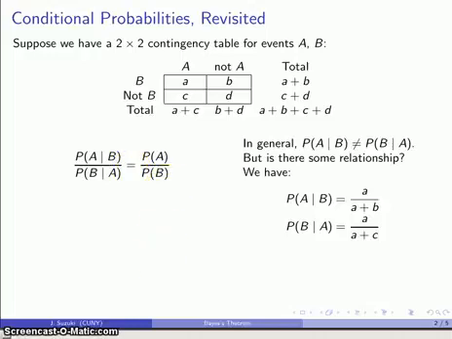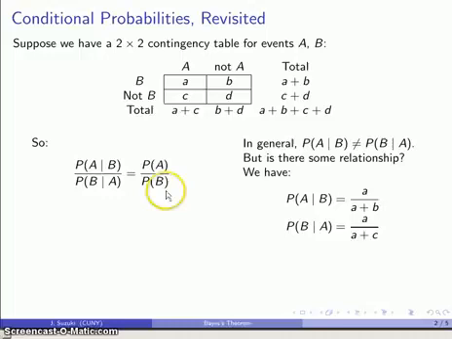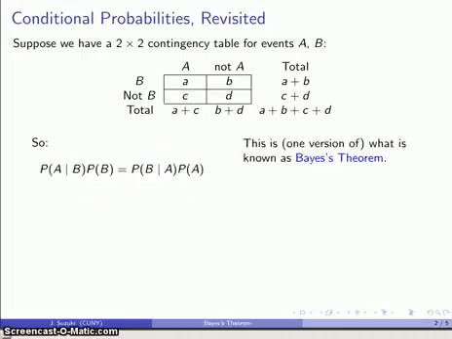Well, nobody really likes dealing with fractions, so I'll go ahead and cross-multiply to eliminate them. So that's probability of A given B times probability of B equals probability of A times the probability of B given A, and I have a version of what is known as Bayes' theorem. And this is a very beautiful relationship between the probabilities of two events, given that we know that one of them has occurred.